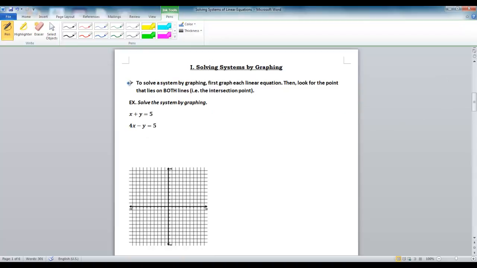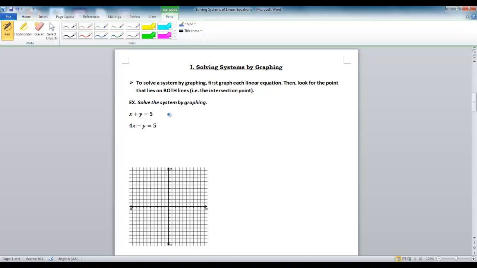To solve a system by graphing, first graph each linear equation. Then look for the point that lies on both lines. That'll be the point where the lines cross. Here are our two equations for this system, x plus y equals 5 and 4x minus y equals 5.